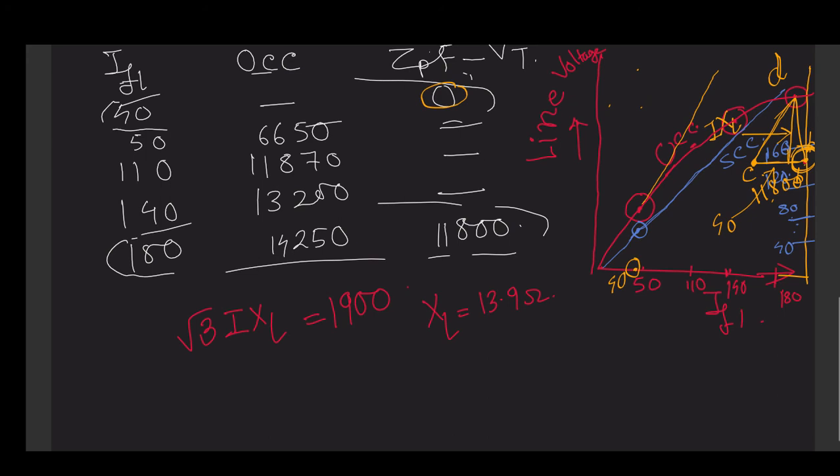And the armature reaction at full load will be how much? This much. That is BE. So this BE, if you measure, it is 24.5 ampere.